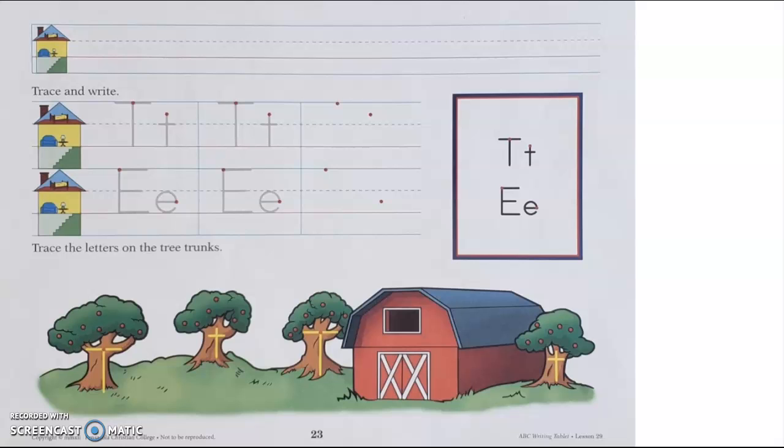Hey guys, this is our ABC writing tablet for K5. All right, we are going to work on the letter T. This is page 23 and 24.